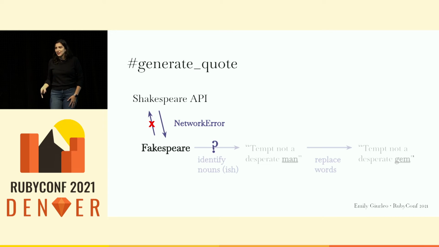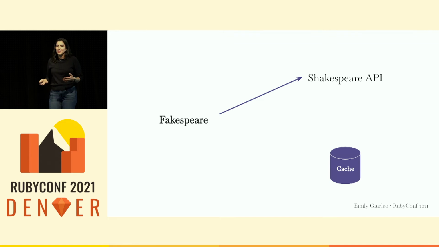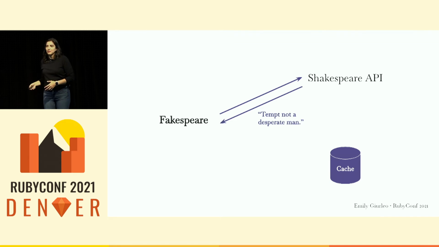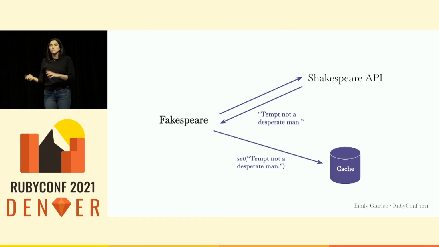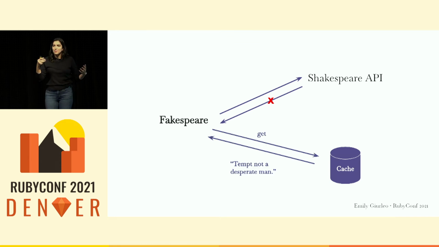What if we could use caching to improve the experience there? So actually what I've done is that whenever the Shakespeare gem gets a quote back from the Shakespeare API, I have it store that quote in a cache. Then in the future, if there's ever an issue getting a quote back from the API, the gem can just make a call to the cache and get back a quote it's already saved, which provides a better user experience in the case that the internet goes down or the Shakespeare API goes down.